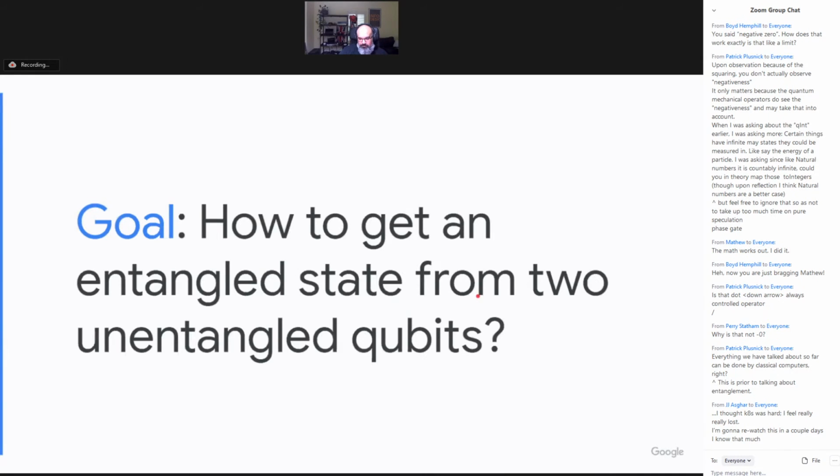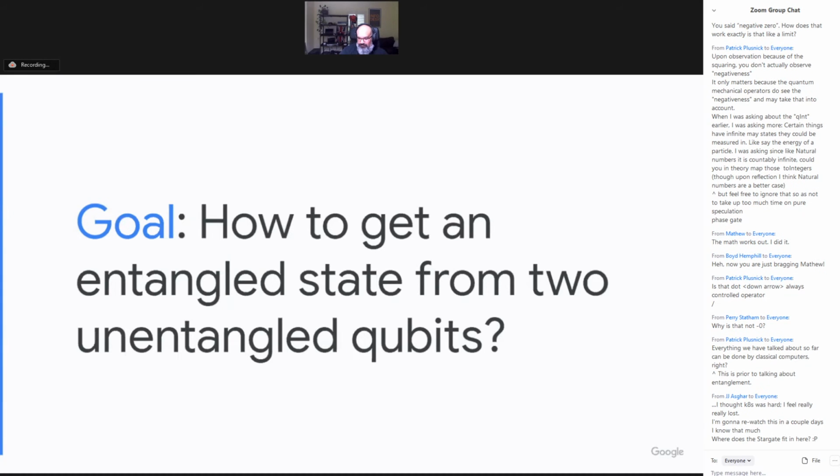All right, let's make a more sophisticated circuit. We want to entangle some qubits. This is all nice on paper. Let's see how you actually do this with a circuit. Before so, I want to make sure I'm answering all the questions. One question is, as everything we've talked about so far, can that be done by classical computers? Oh, prior to talking about entanglement.